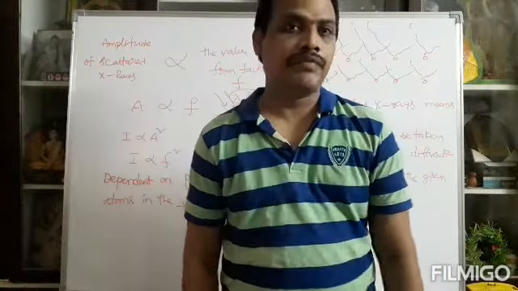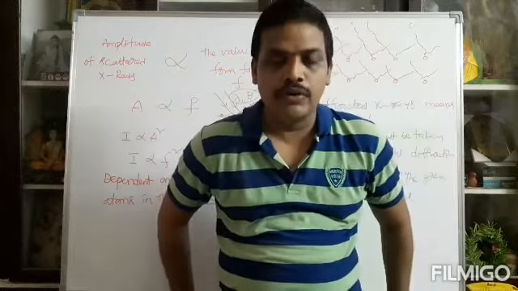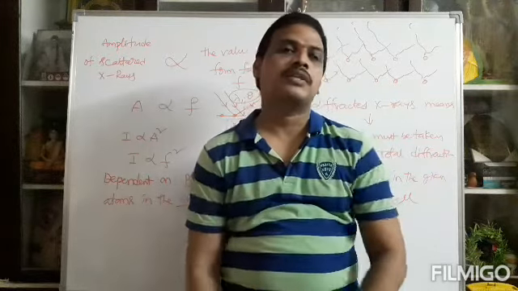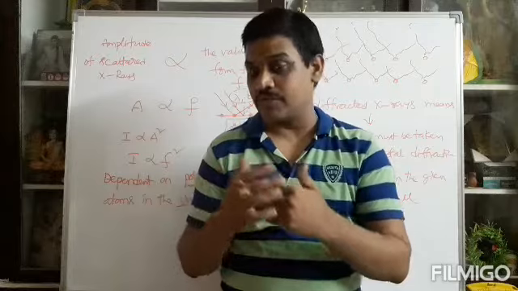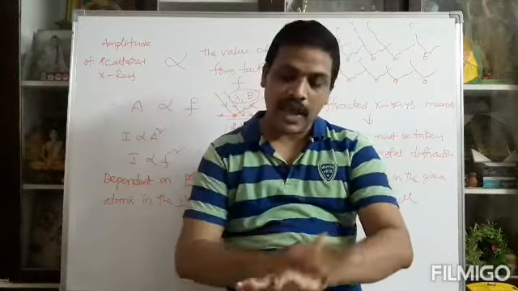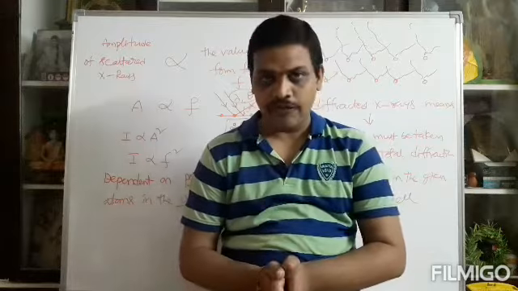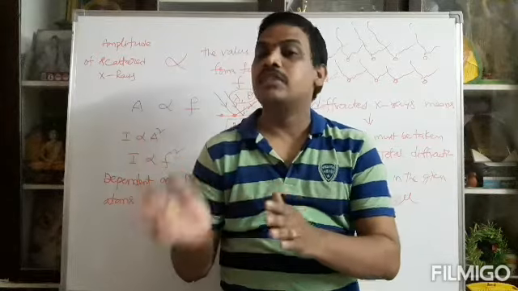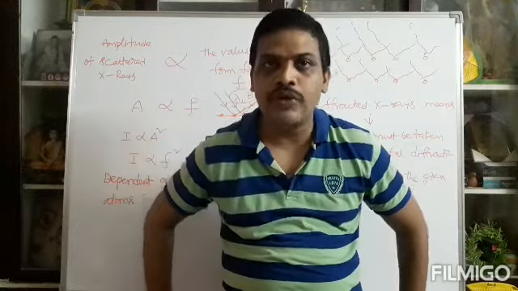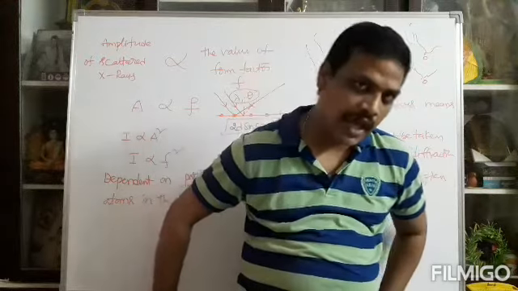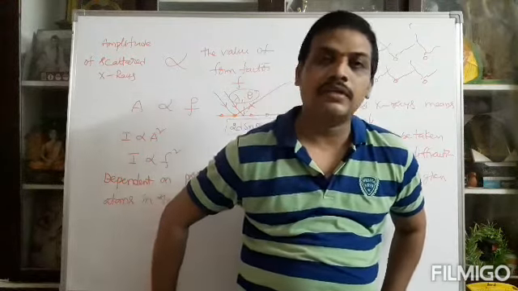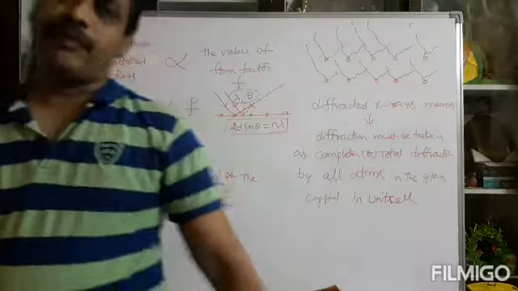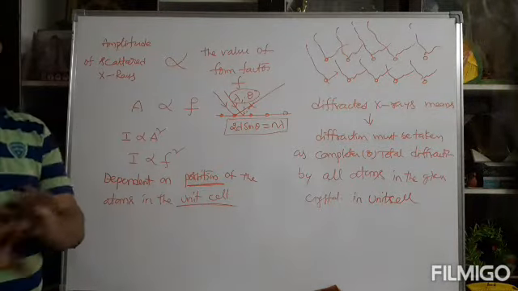The definition of the form factor value is that it is the measure of the efficiency of the X-rays to be diffracted. There is one more definition. The form factor or atomic scattering factor is defined as the ratio of the amplitude of the X-rays scattered by the atom to the amplitude of the X-rays scattered by the electron. That is the definition of the form factor. The form factor has no units and no dimensions.